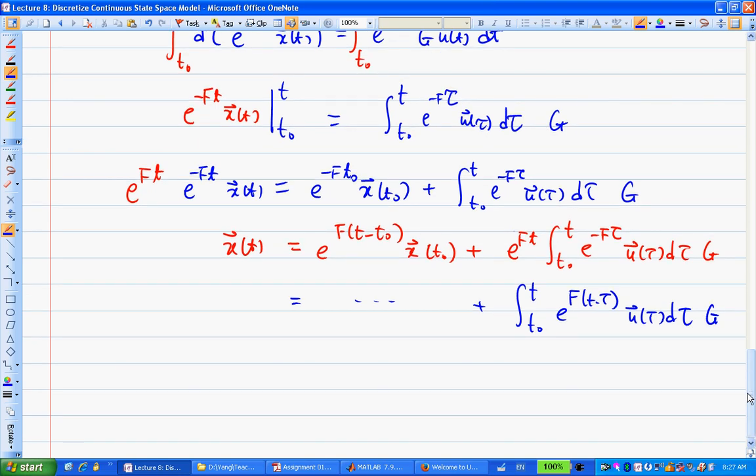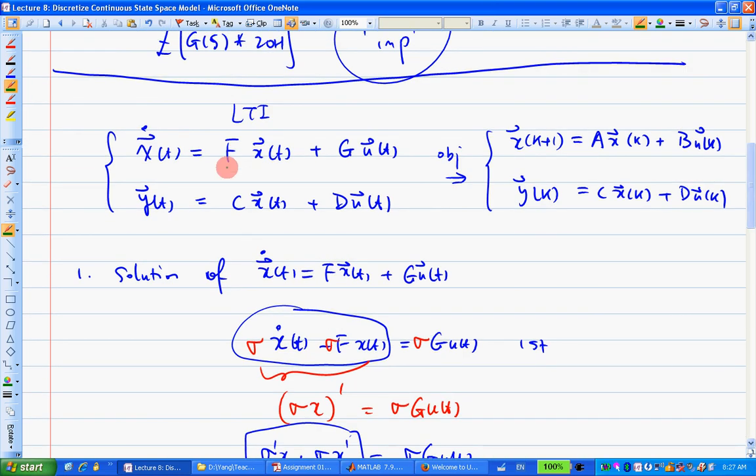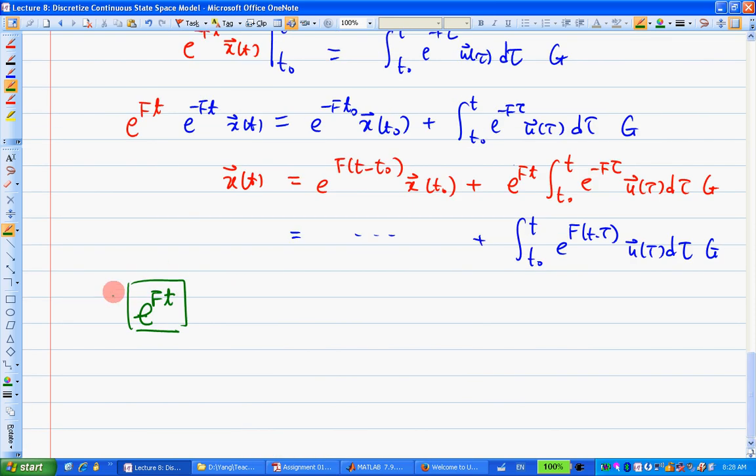However, you need to be aware of a situation. There is this e to the power of F t term here. If F is a constant, that's okay, that's just an exponential function. But now F is not a constant. F is a matrix. Technically it's an n by n matrix. This gives us a different perspective. If F is a matrix, then this guy here is also a matrix. It's called the matrix exponential. Since F is a square matrix, this is also a square matrix.